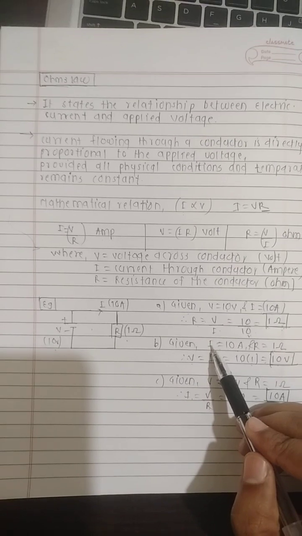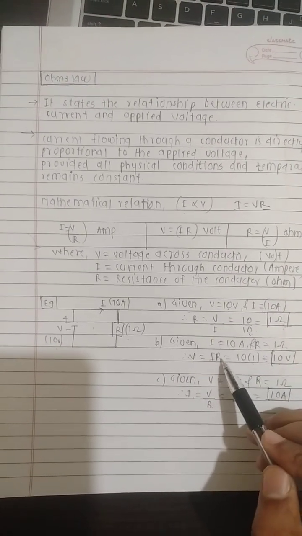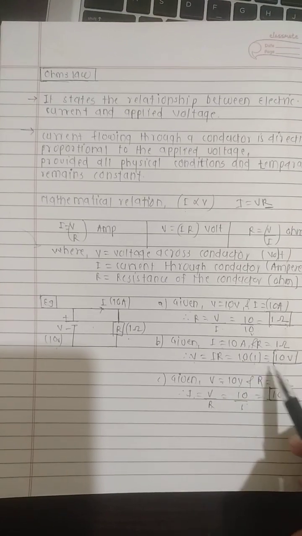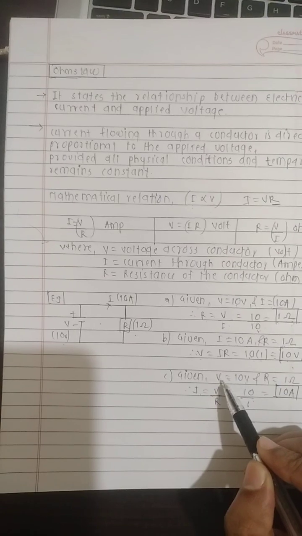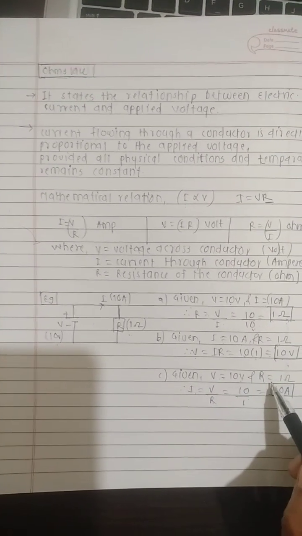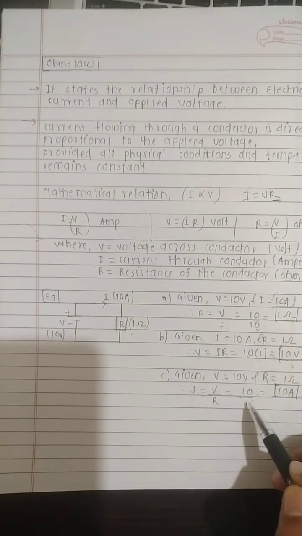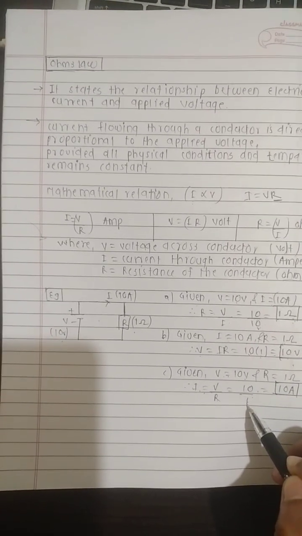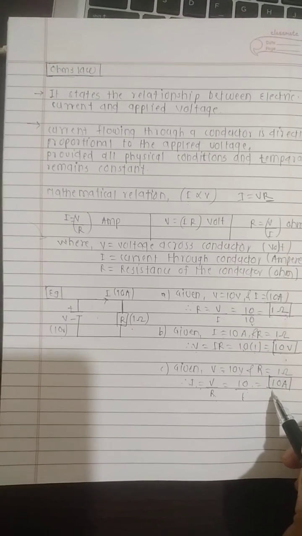Similarly, if current is 10 ampere and R is 1 ohm, in that case V will be I into R. So 10 into 1 will be 10 volt. And finally, if voltage is 10 volt and R is 1 ohm, in that case I will be equal to V upon R. V is 10 volt and R is 1 ohm. So in that case the current flowing through the conductor will be 10 ampere.